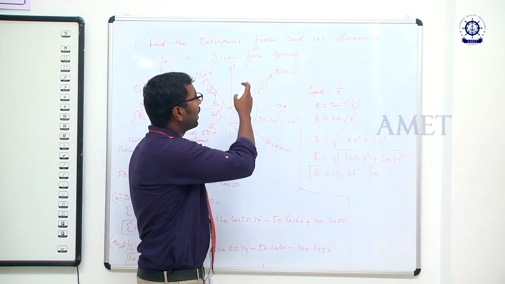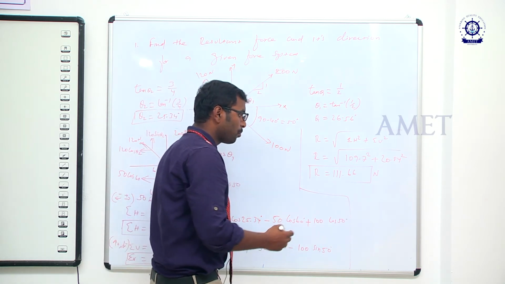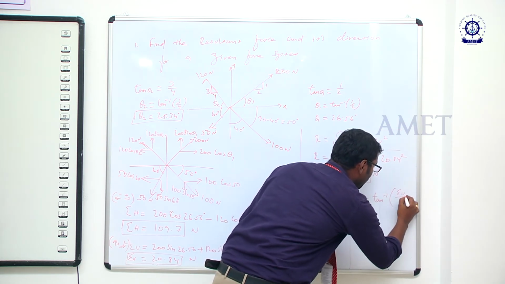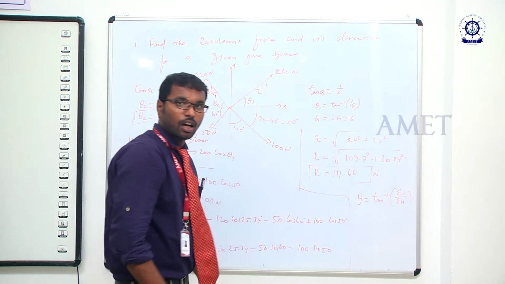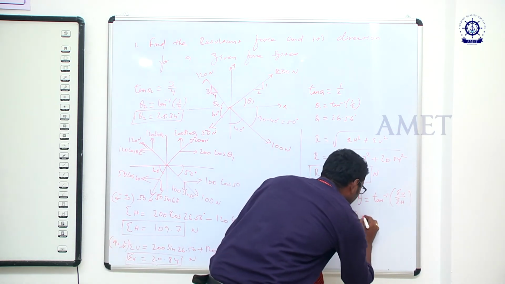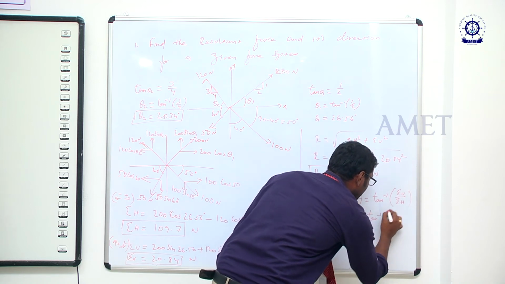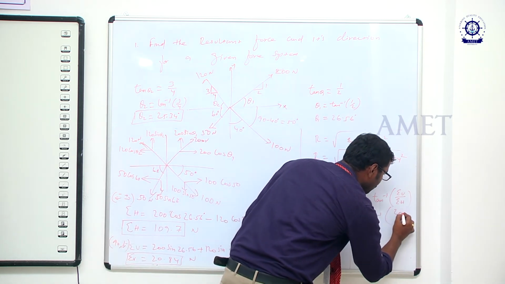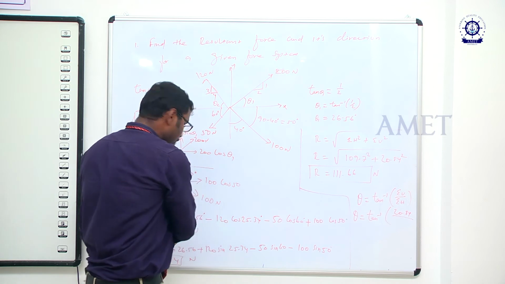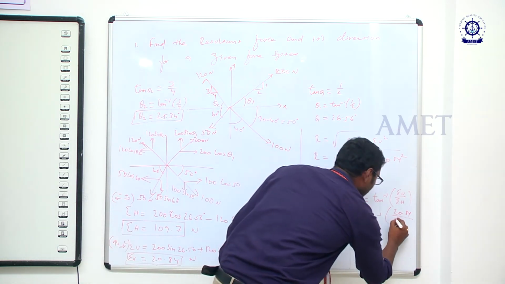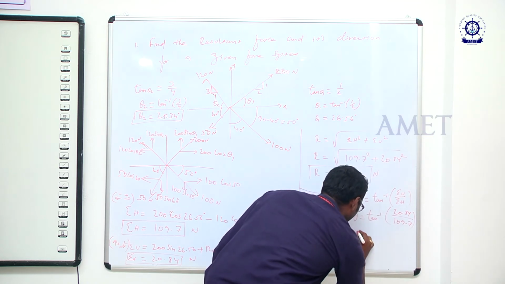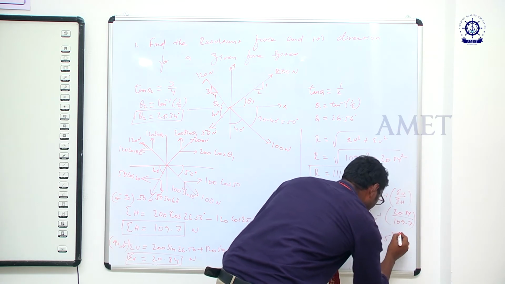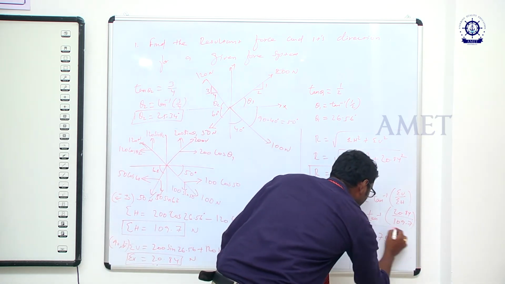We need to calculate direction too. For that, we know the formula: theta equals tan inverse of summation of vertical component divided by summation of horizontal component. So theta equals tan inverse of summation of V, 20.84, by summation of H, 109.7. So theta equals 10.75 degree.